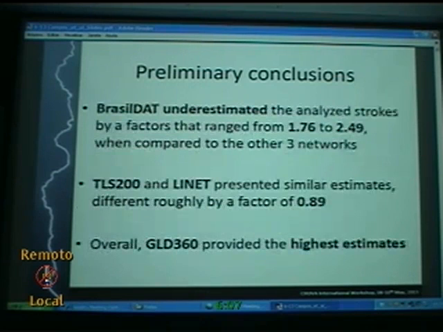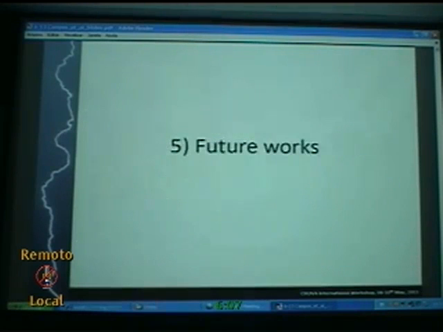Going to the network versus network comparisons, we can say that BrazilDAT underestimated the analyzed strokes by a factor that ranged from 1.76 to 2.49, which is very similar to, I think, what Kleber presented earlier today. And TLS 200 and LINET are very similar, and the factor between them was 0.89. And overall, GLD 360 had the highest estimates.